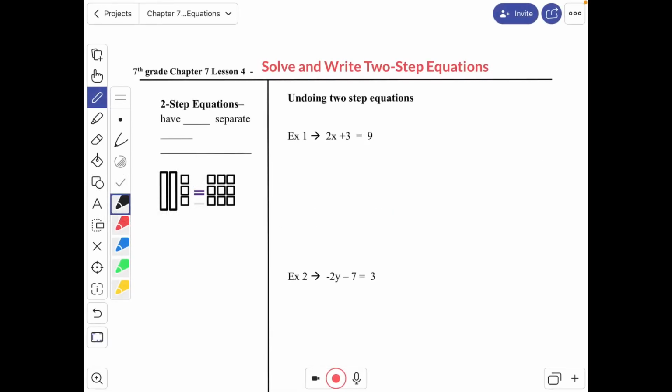Today we're covering 7th grade, Chapter 7, Lesson 4, Solve and Write Two-Step Equations. And if you have a textbook, this is page 533.